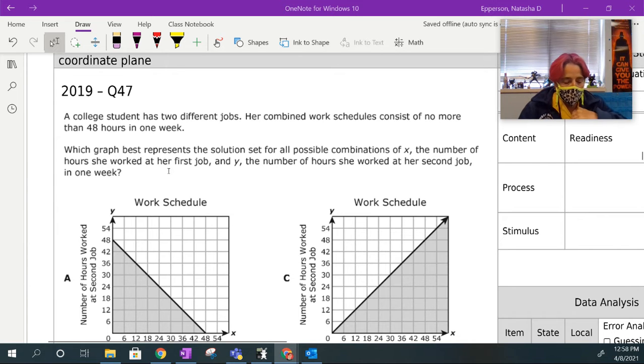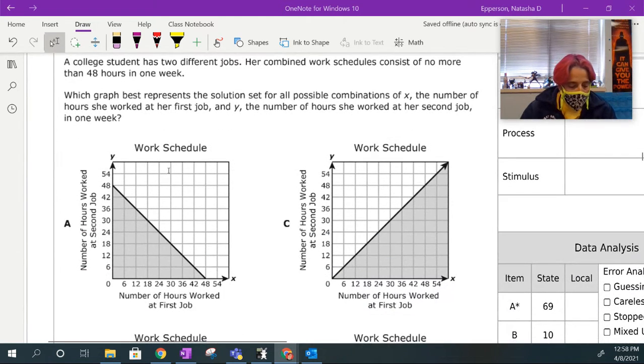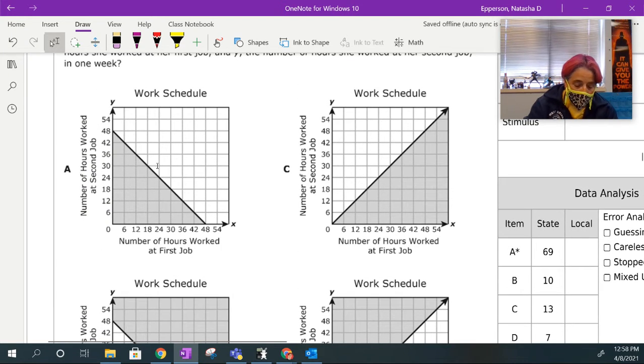So we have a college student dealing with the same TEAC, has two different jobs. Her combined work schedule consists of no more than 48 hours in 1 week. So we have X, the number of hours she worked at her first job, and Y, the number of hours she worked at her second job. Don't overthink this one. This ends at 48 and 48. We're talking about all the possible hours that she could work at both jobs are in that shaded region. So our answer choice is A.